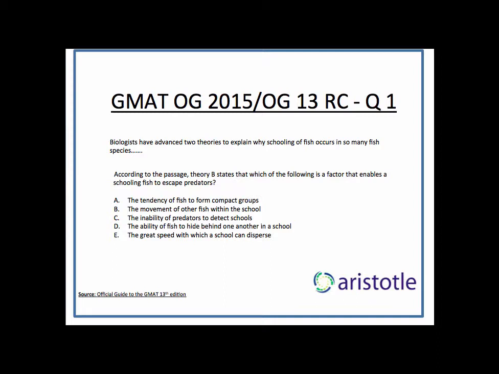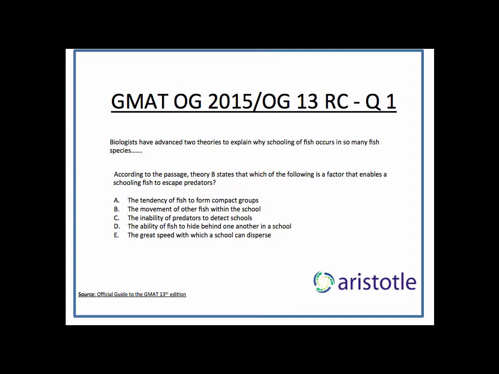So biologists have advanced two theories to explain why schooling of fish occurs in so many fish species. Because schooling is particularly widespread among species of small fish, both theories assume that schooling offers the advantage of some protection from predators. That's all the first paragraph tells me if I'm making a passage map mentally. The first paragraph talks about two theories and one common link between the two theories, that one main function of schooling is to protect from predators.